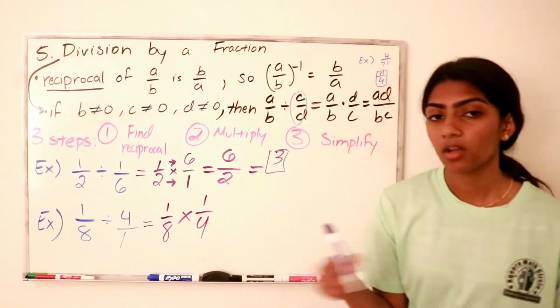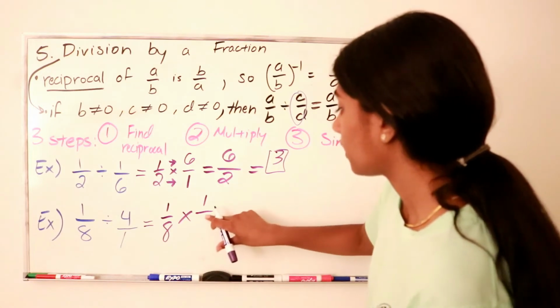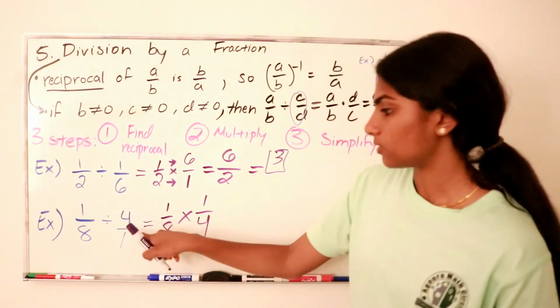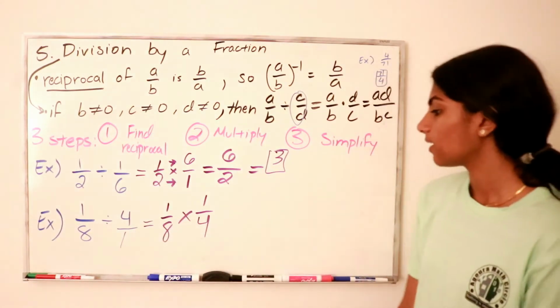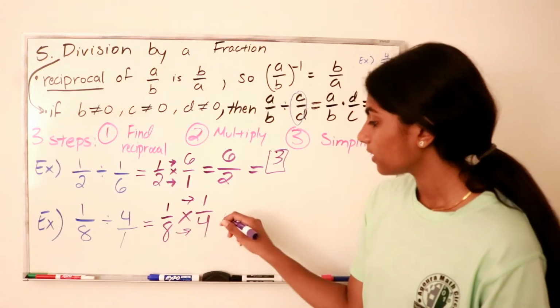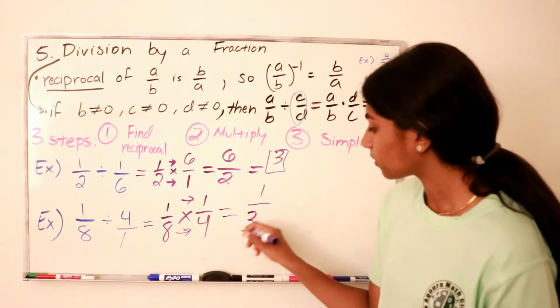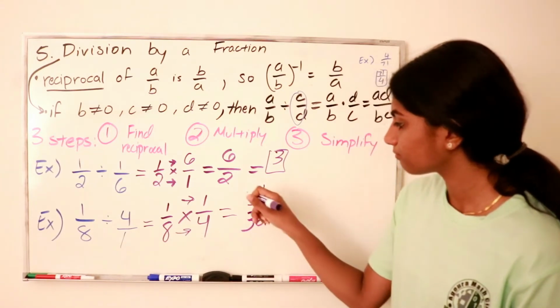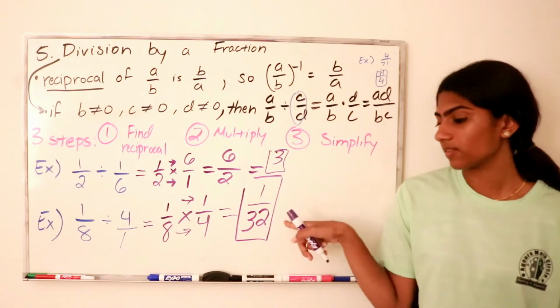So when finding the reciprocal of a whole number, you're just going to put a 1 on top and the whole number on the bottom, since we know that every whole number has a whole divided by 1 under it. Alright, so now we're just going to multiply, and that equals 1 over 32. And that's our final answer. So we don't have to simplify for this one.